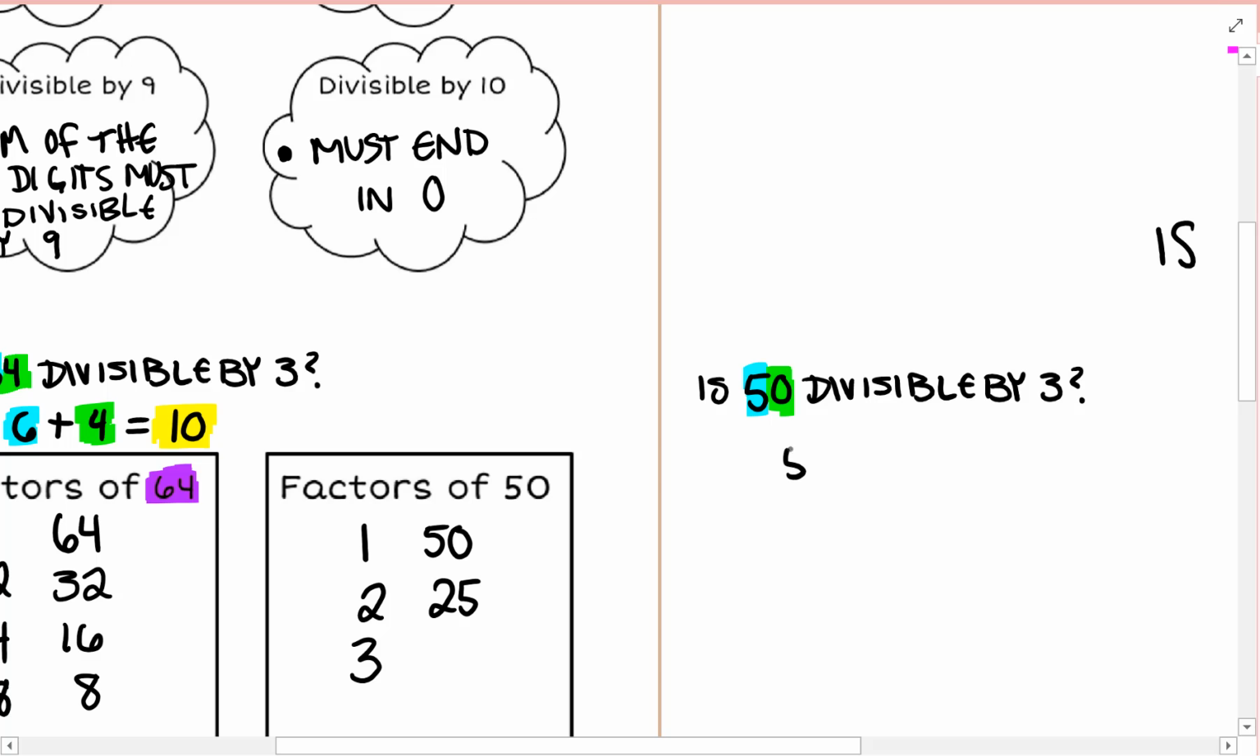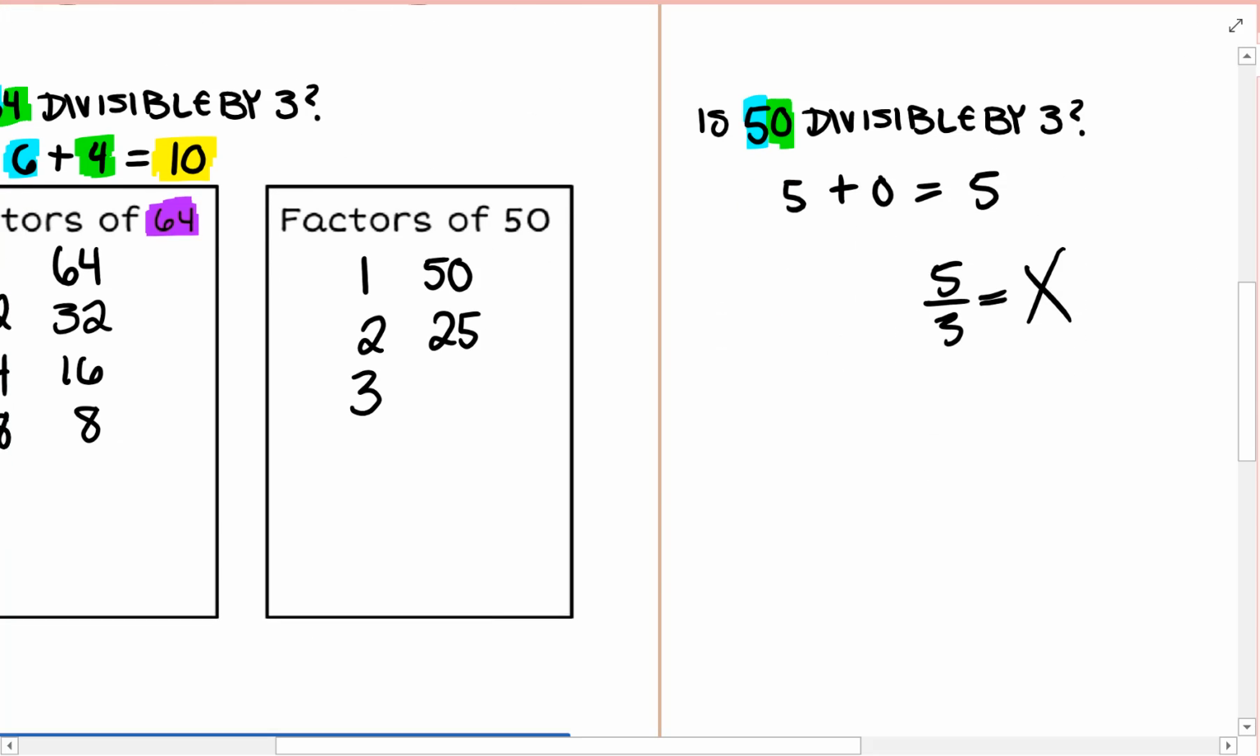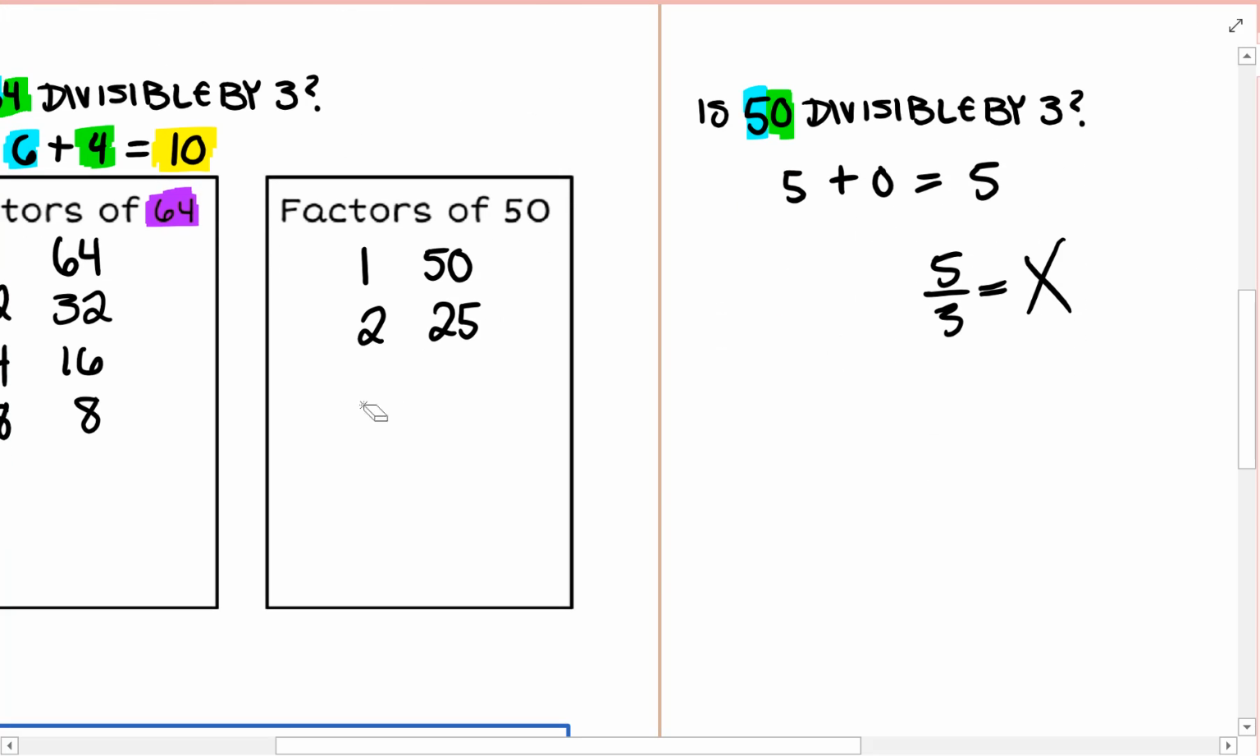Test it out. 5 plus 0 is 5, and is 5 divisible by 3? No, that's going to give me a fraction. So then no, 50 is not divisible by 3. Let's try 4. 4 goes into 5 one time. That gives me 4. 4 goes into 10? No, not evenly. So 4 is not a factor of 50 either.